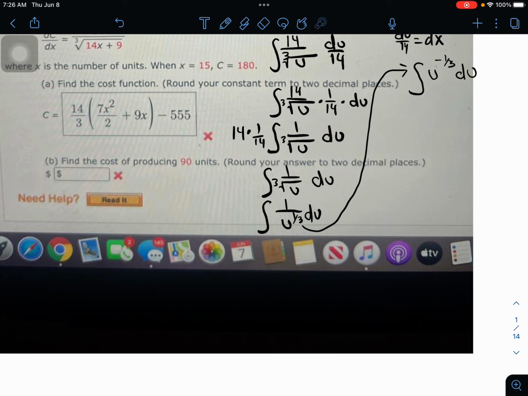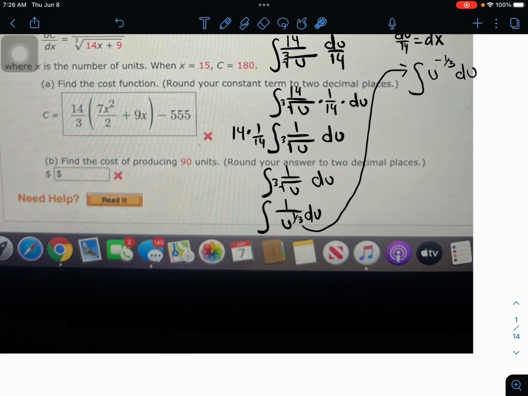So I brought it to the top. And when I bring it to the top, on the bottom, there's just a 1, and I don't have to write it. And this 1 on the top, well, it's still there too, but 1 times u to the negative 1/3 is u to the negative 1/3. So all I did is I took this, I brought it to the top, but when I bring it to the top, the exponent becomes negative. Now I can use the power property.